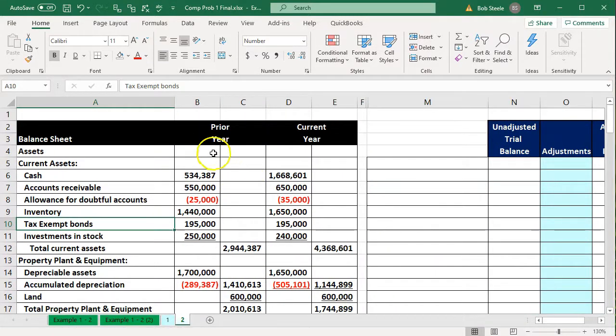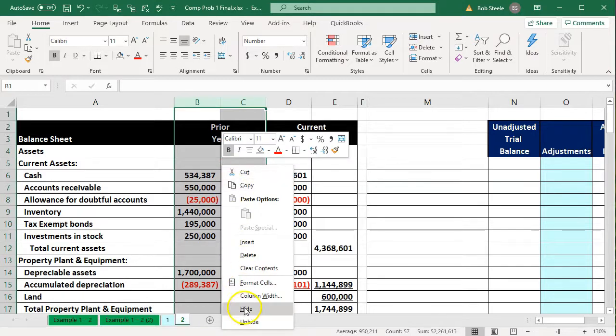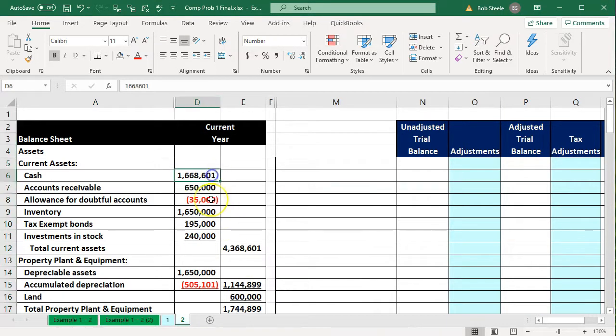Now I want to remove the prior year because we're only going to be using the current year. We're going to be starting with the balance sheet first, and I don't want to get confused because I always do and I don't like it. So I'm going to put my cursor on B, drag over to C, let go, right click that selected area and hide them. All right, so now there's the least amount of mistakes I can make here, and I'll still find a way, but we're going to start here.